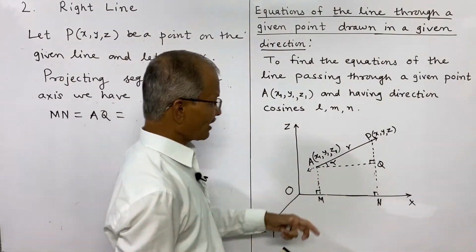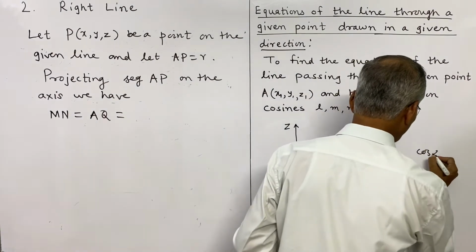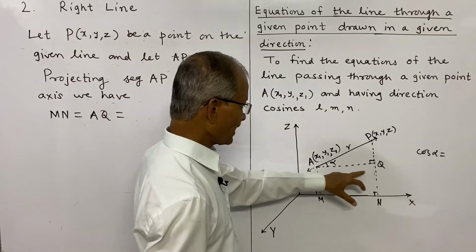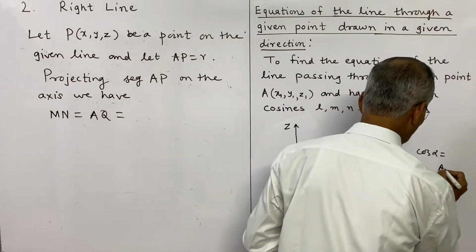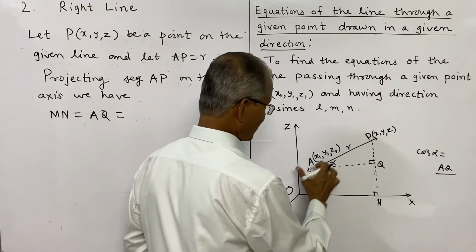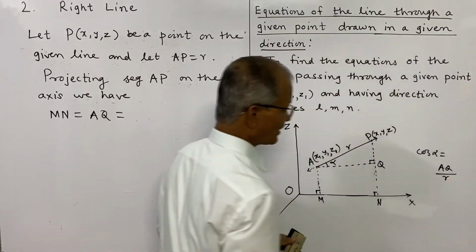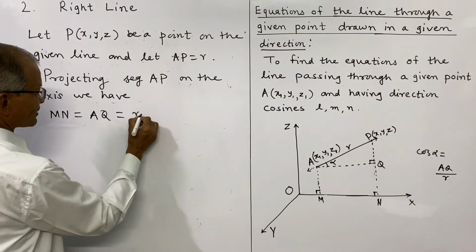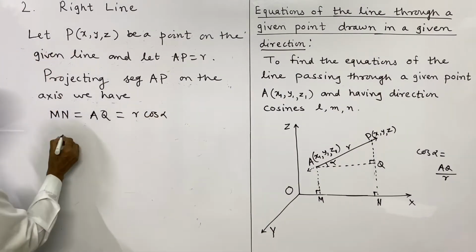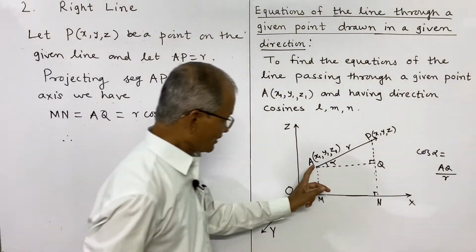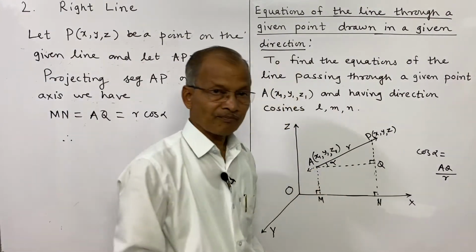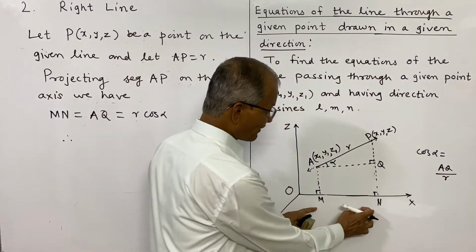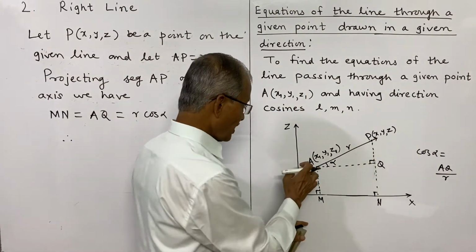Now from this triangle, what is cos alpha? Cos alpha will be equal to the adjacent side AQ divided by AP, which is r, and therefore AQ will be r cos alpha. But this AQ is the same as MN, so what is MN? MN will be the difference of the x coordinates of A and P.